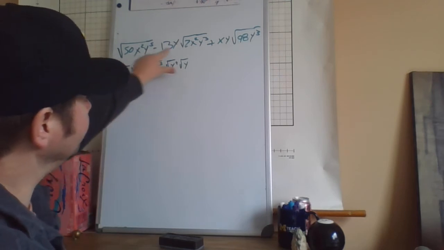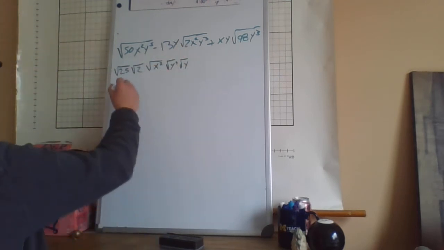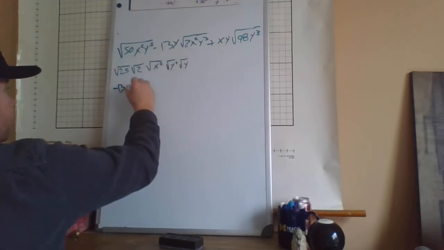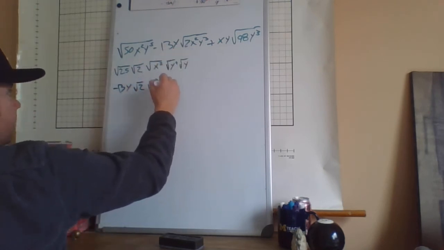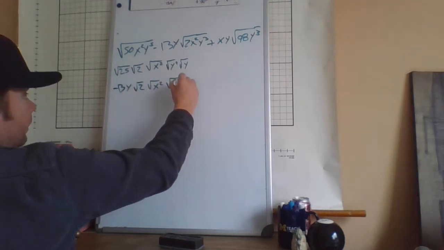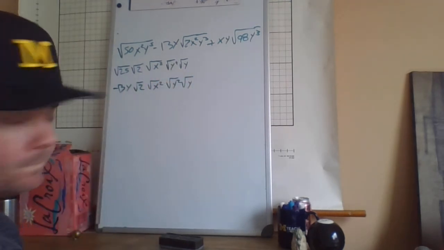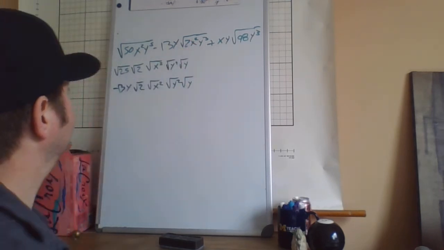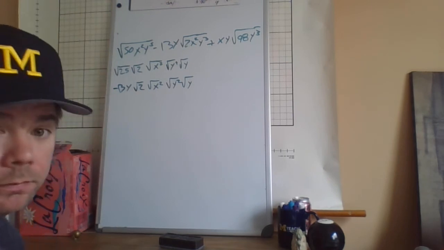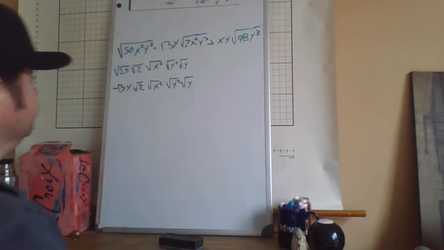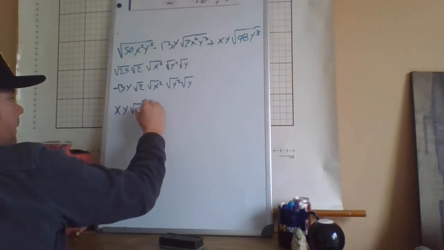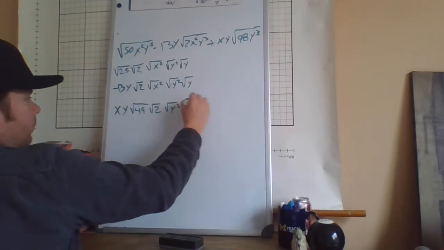Okay? I'm going to do the second one down here. I've got negative 13y. That's just the square root of 2. Square root of x squared is already a perfect square. Square root of y squared and square root of y. Yes, those 4 terms is what comes out of that radical. And then here, you've got xy times the square root of 49 times the square root of 2 times the square root of y squared times the square root of y.